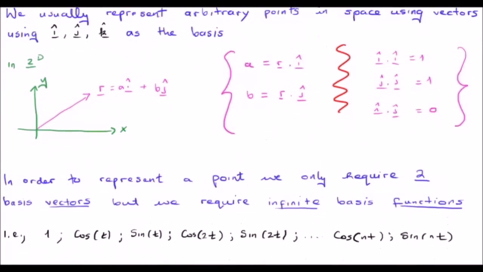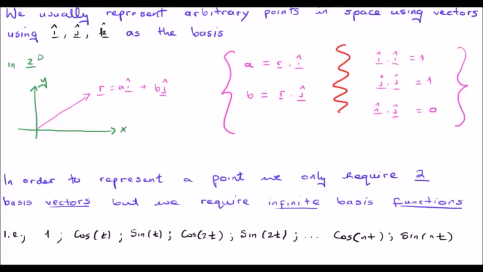Now, the thing here is that in order to represent a single point in space, in say 2D space, we only require 2 basis vectors. However, we require an infinite number of basis functions. So let's say we pick cosine and sine. Well, the cos of 0 is 1 and the sine of 0 is 0. So we get 1 plus cos t and sin t, cos 2t and sin 2t, cos 3t and sin 3t, and so on up to infinity. And that is how we would represent a point in space using these basis functions. It only requires 2 basis vectors in 2D space, but it requires an infinite number of basis functions.